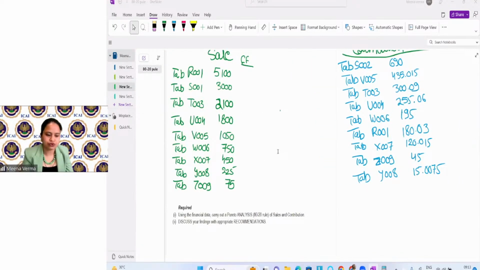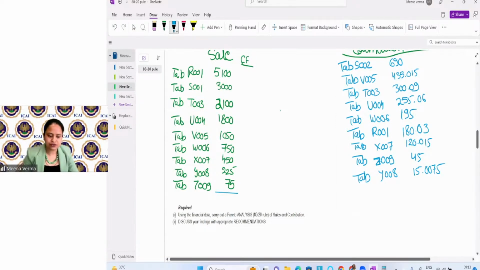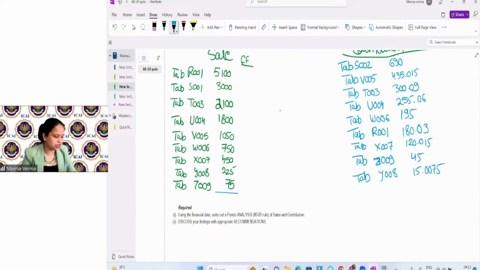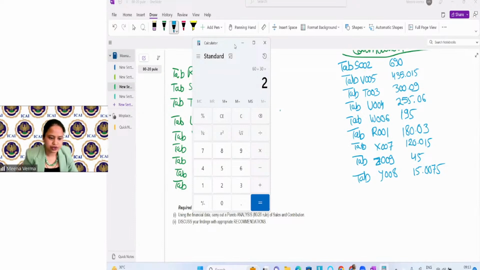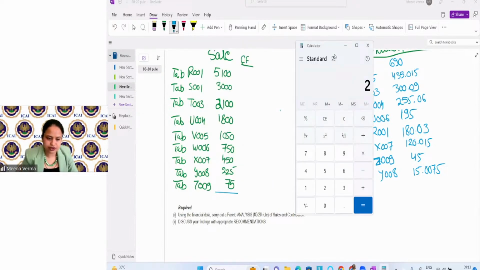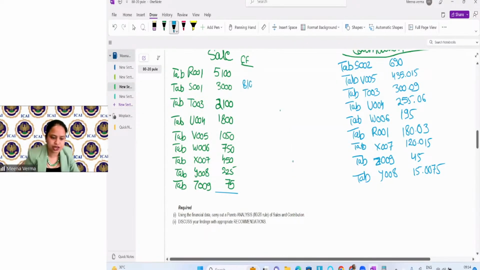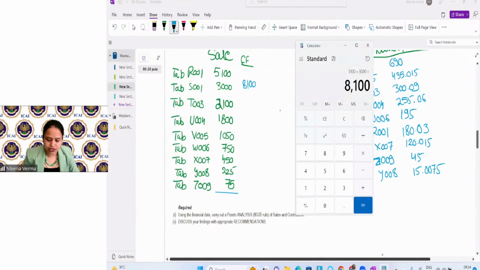Now what we have to do is first see the total sale. Cumulative sale, find the cumulative sale, see the total sale. So we have to use the calculator and find the total sale, right? First sale is 5100 plus 3000. You can calculate the cumulative frequencies also. Here it will be coming as 8100. Then the next one is what?